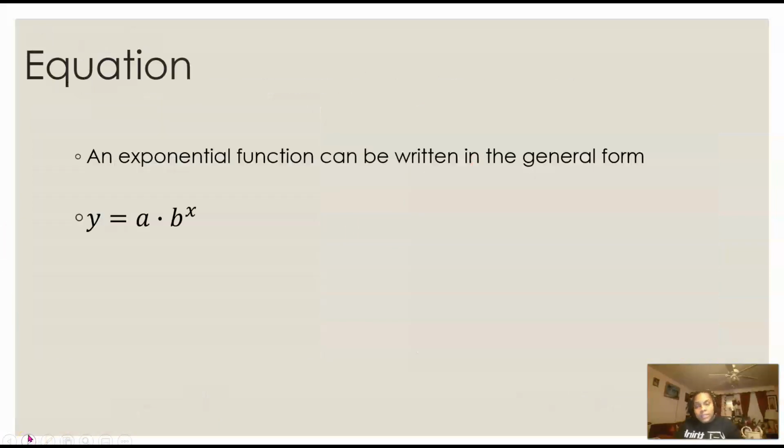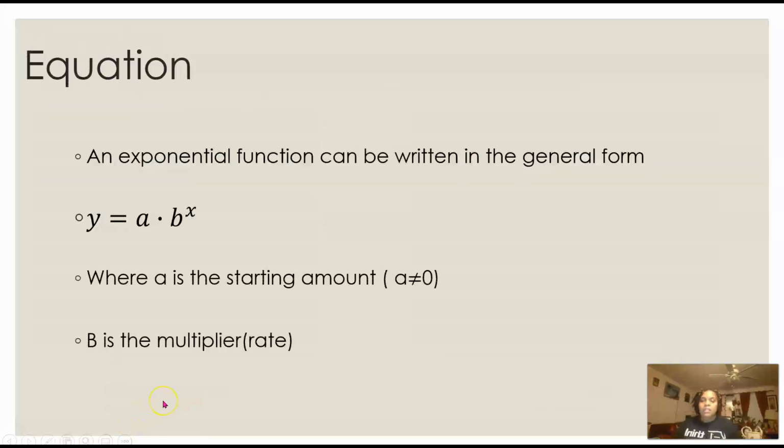And the parent function that we're going to be working with more likely throughout this lesson and your practices will be y equals a times b to the x. Okay, the a being the initial value, which never equals 0, and b being the multiplier or the percent or the rate, and x being the time.